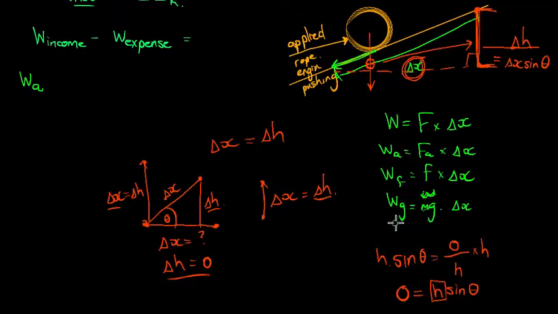So in other words, the work done by gravity is not mass times gravity times delta x. It would only be that if I was just picking it up. It would be mass times gravity times delta x sine of theta.